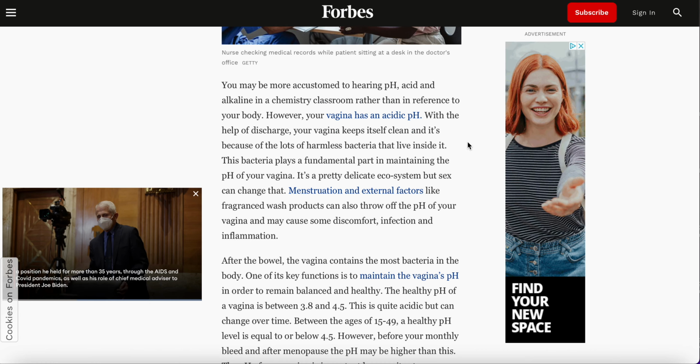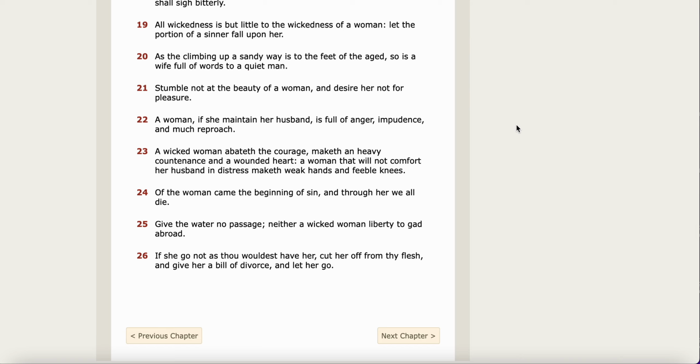Let me get this. This is Ecclesiastes chapter 25. I'm going to start at 22. A woman, if she maintain her husband, is full of anger, impudence, and much reproach. A wicked woman abateth the courage, maketh an heavy countenance, and a wounded heart. So basically, your woman could just put you in sorrow.